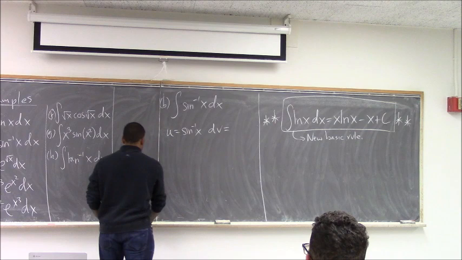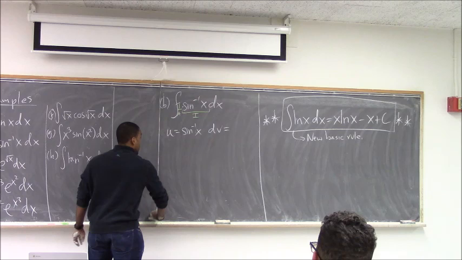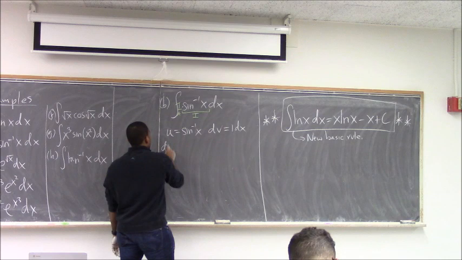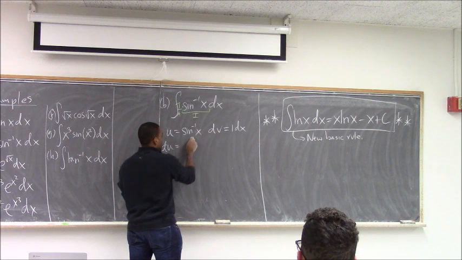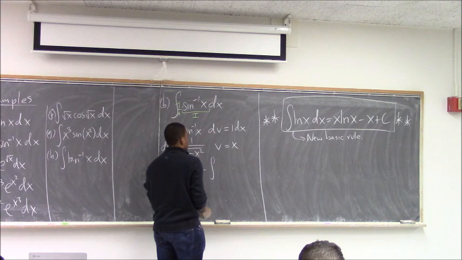But also, if there's a 1 here, that is an A, and this would be an I. I comes before A in LIATE. Okay. So the sine inverse is going to be our u. My dv is going to be 1 dx. Du, what is the derivative of sine inverse? 1 over the square root of 1 minus x squared. So this is u times v minus the integral of v du.